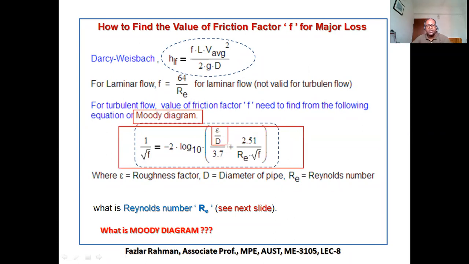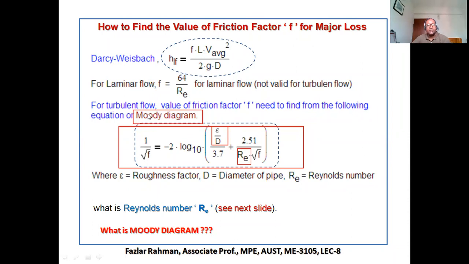And epsilon by D, epsilon is the surface roughness, and D is the diameter of the pipe. And you need to figure out the Reynolds number, and if you put all the data in a scientific calculator, you can figure out the value. Then how will you know whether flow is laminar or turbulent? By Reynolds number. We already showed you, right?